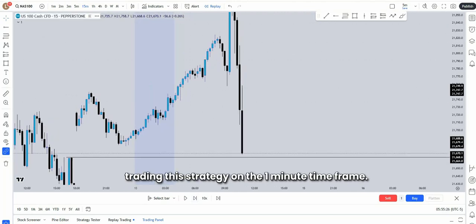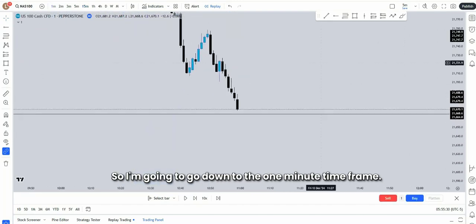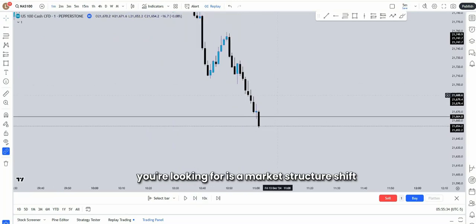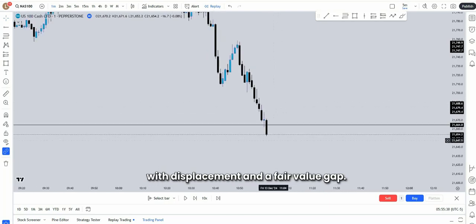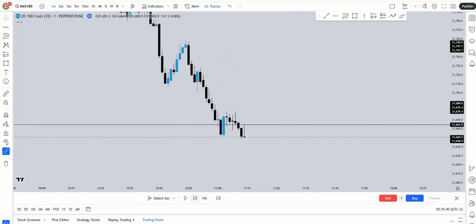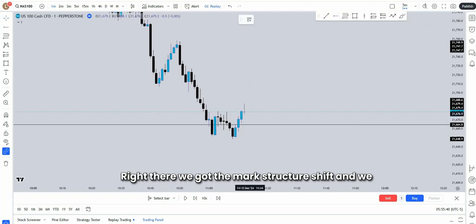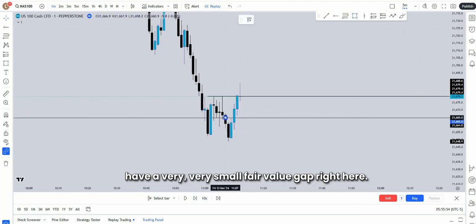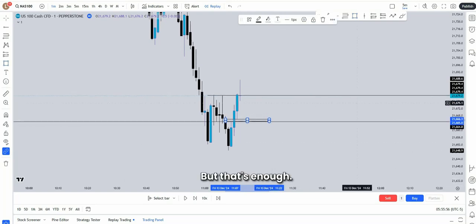And you're going to be trading this strategy on the 1 minute time frame. So I'm going to go down to the 1 minute time frame. And now, once the level is hit, what you're looking for is a market structure shift with displacement and a fair value gap. So we're going to wait for that. Right there we got the market structure shift. And we have a very, very small fair value gap right here, but that's enough.